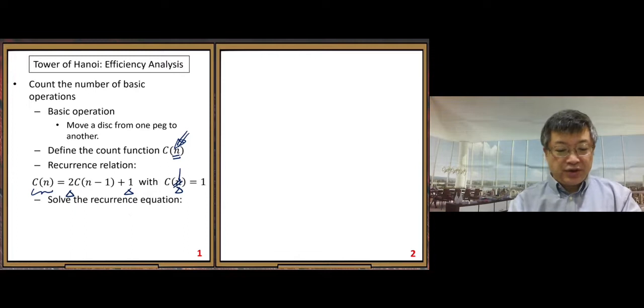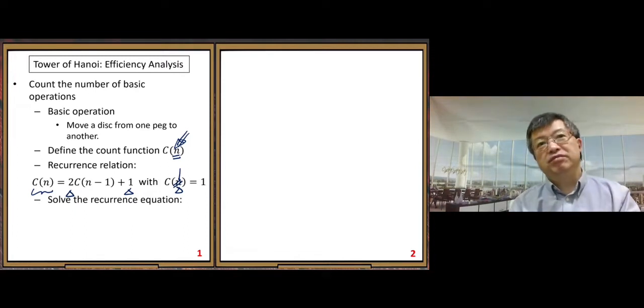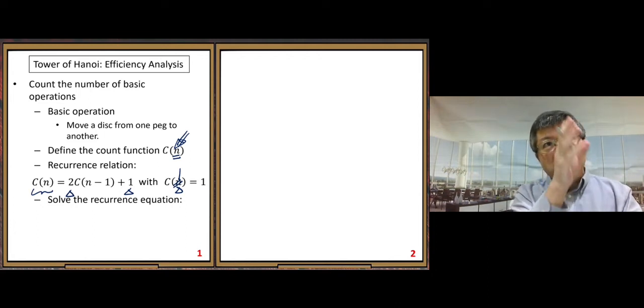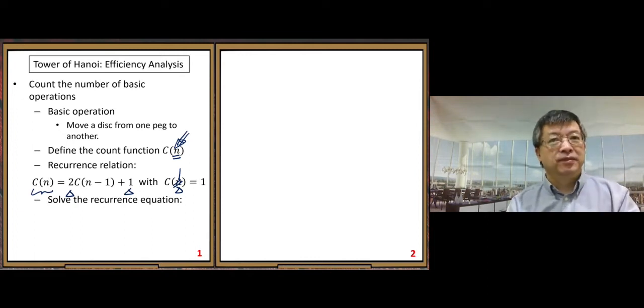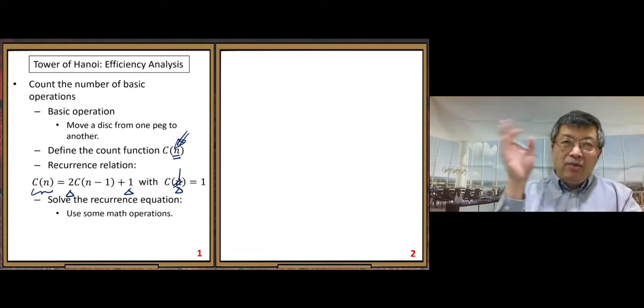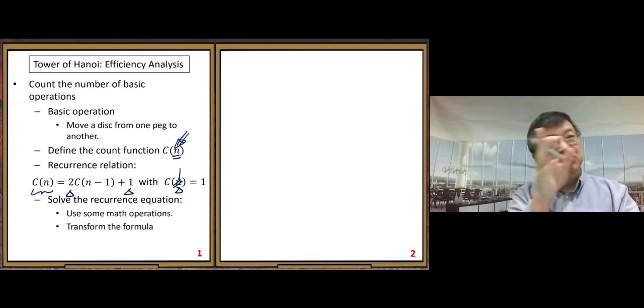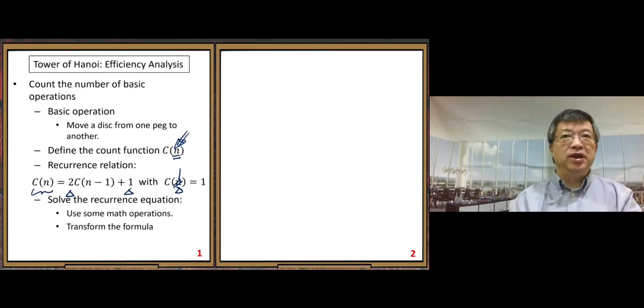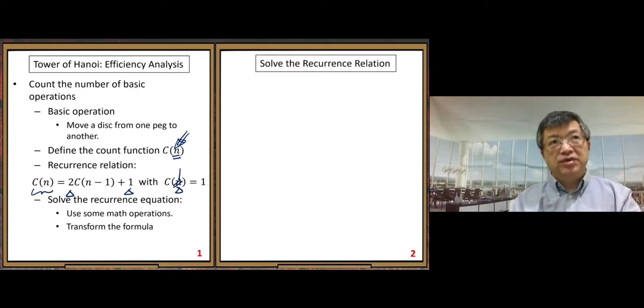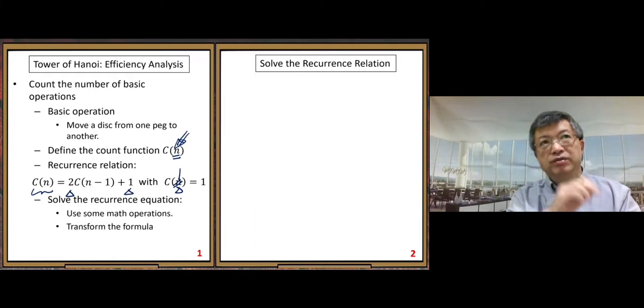All right. Now we need to solve this recurrence equation. How to solve it? Here we need to use some special math method. Use some math operations. Transform the formula. How to use it? It may not be that straightforward. You need to do something special here. So let's do something special to solve the recurrence relation.